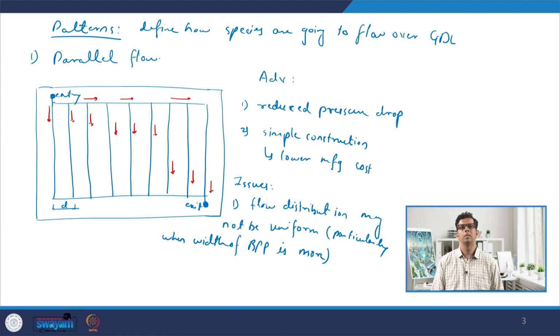What basically happens is, since we have parallel flow for the species, if water gets produced and gets stuck in one of these channels, that particular channel is completely avoided by the reactant species, and the reactant species flow through the other channels. So that is why the flow distribution may not be uniform across the electrode area if we have any hindrance to the flow of species in these channels.